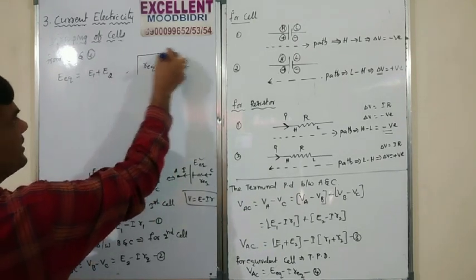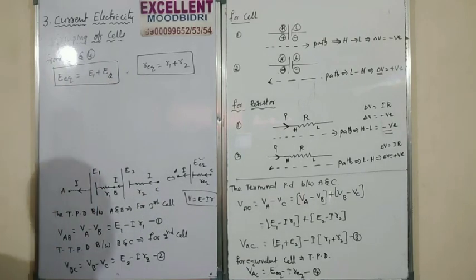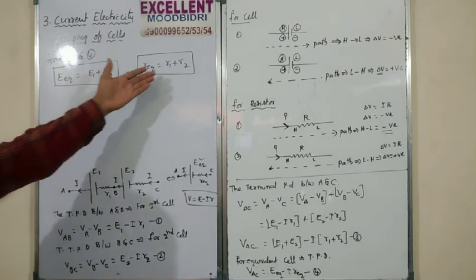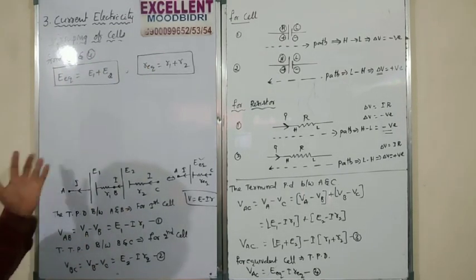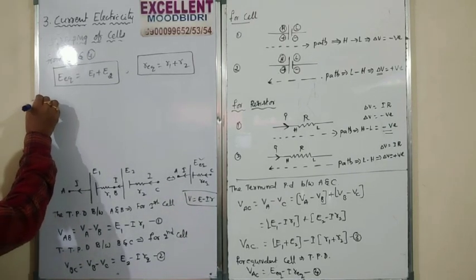This is our answer. E equivalent is equal to E1 plus E2, and R equivalent is equal to R1 plus R2. This is the answer. Finish. This is a 3-mark question. Okay, small note.